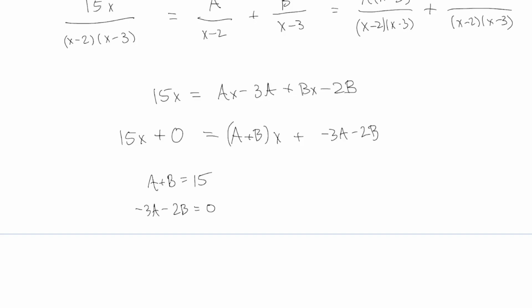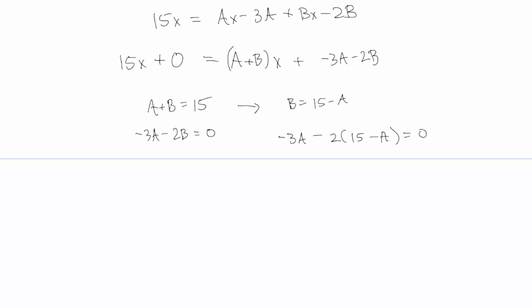All right. So I'm always pretty much going to solve this by doing substitution. So in the first line, I'll solve for b maybe. b is 15 minus a. Then plug that into the second line. It'll say minus 3a minus 2 times (15 minus a) equals 0. And then do some basic solving. So I would distribute the 2 there. Minus 3a minus 30 plus 2a is 0. So this says minus a minus 30 equals 0. a equals negative 30. Can you believe it? I think it's true.